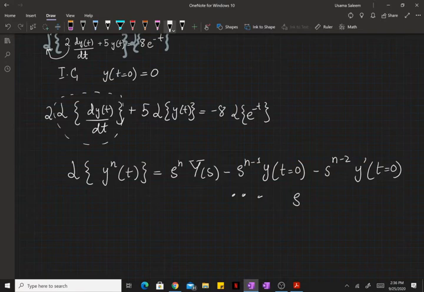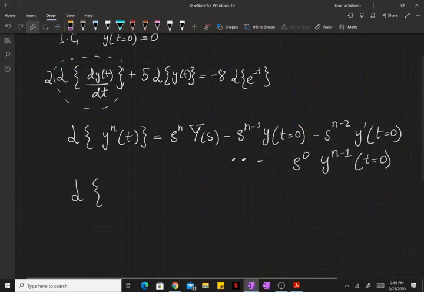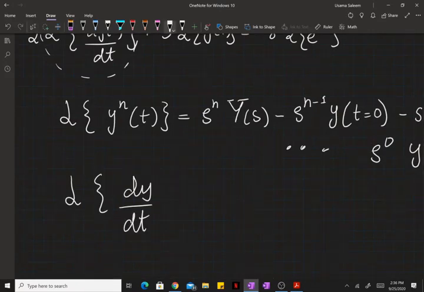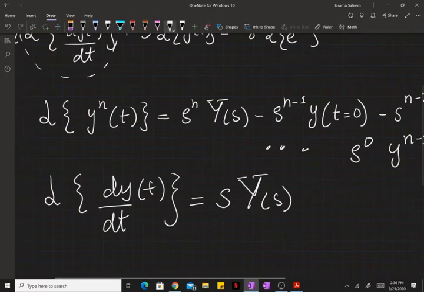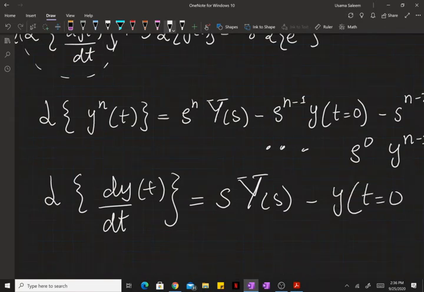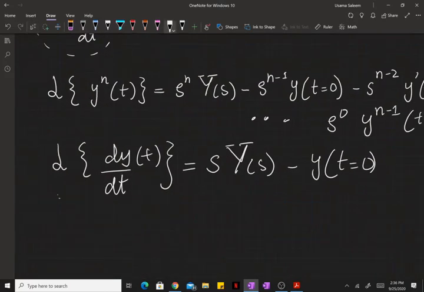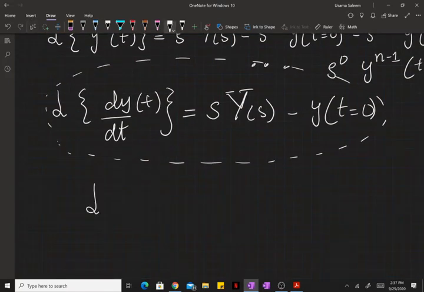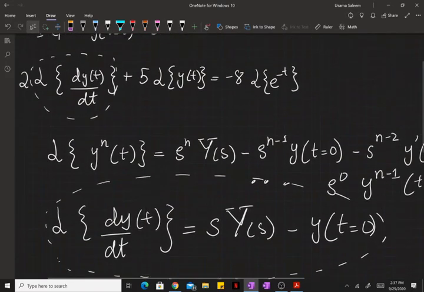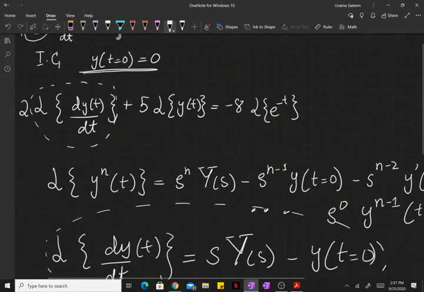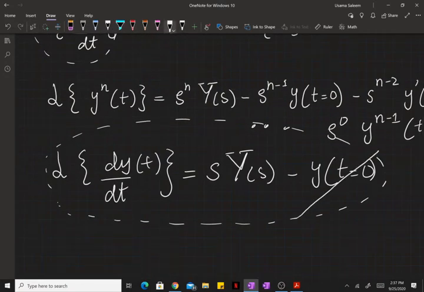till you reach s raised to power 0, so just 1 times the n minus first derivative, evaluated at t equals 0. So for a first order, so just for a simple dy/dt, this will come out to s times Y(s) minus y evaluated at t equals 0. Okay, and the proof of this relationship can be found in your textbook. And here we can take advantage of our initial condition that we specified earlier, which means that y at t equals 0 just vanishes.